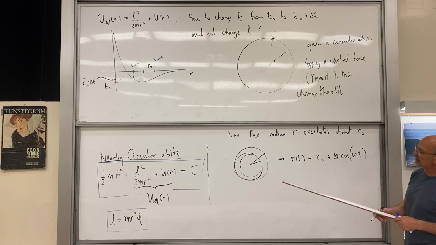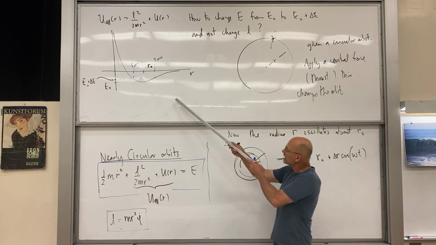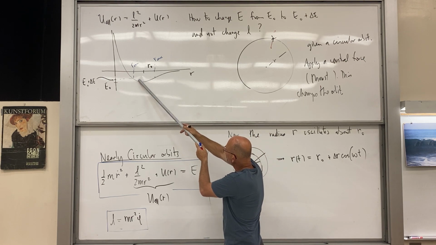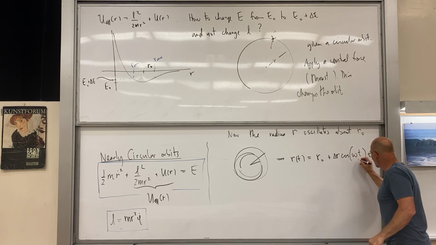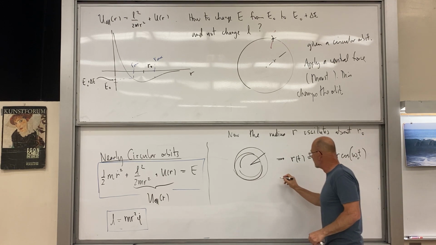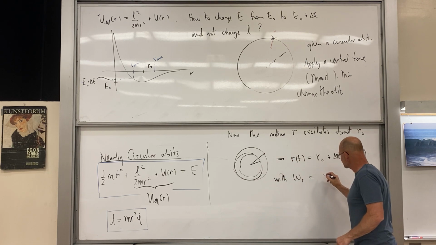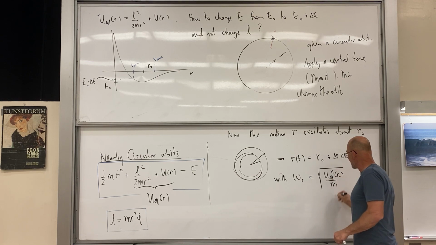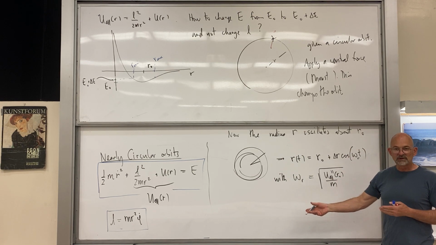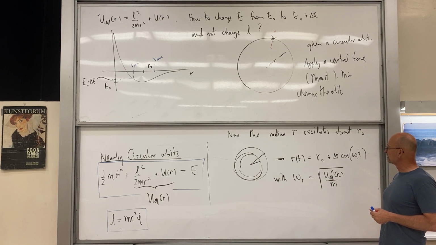That's what we have because we're looking at a local minimum. Second derivative criterion. So this frequency here, I'm going to call it omega sub r, with omega sub r equal to the square root of u effective double prime r0 divided by m. Just our one-dimensional oscillations criterion. Nothing different than that.